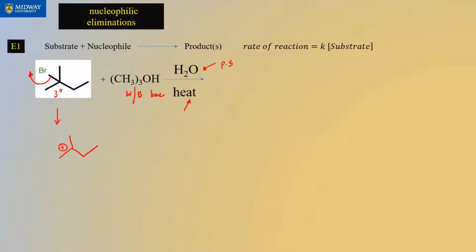Now, what is a carbocation? A carbon with 3 separate bonds and a positive charge. That's a carbocation. Now, carbocation is an intermediate, so we put it inside a bracket. This is the first step, right? What's the second step? Well, I'm going to do that in 3 separate ways here, okay?